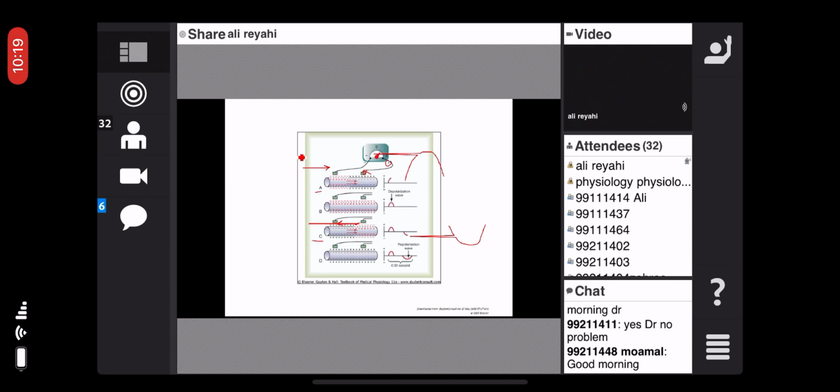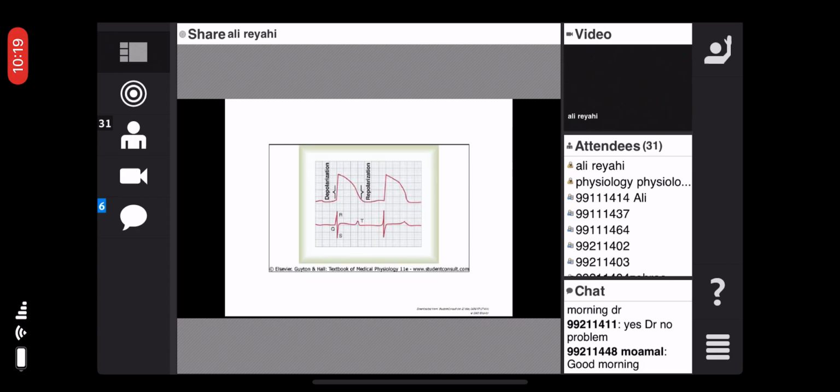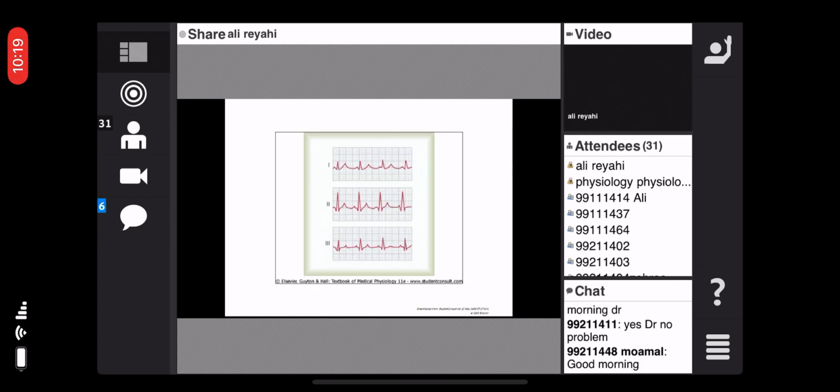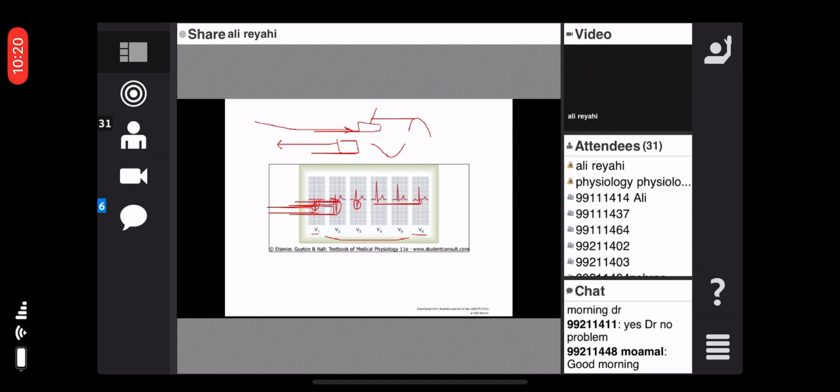As a general rule, when the depolarization wave moves toward positive electrodes, it causes an upward deflection of the voltmeter. And when the depolarization wave goes away from the positive electrodes, it causes a negative curve or deflection. You can see this in this shape.